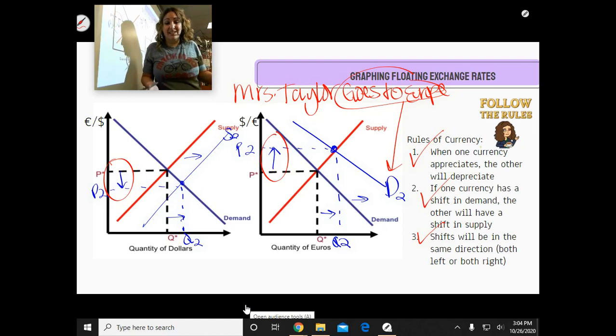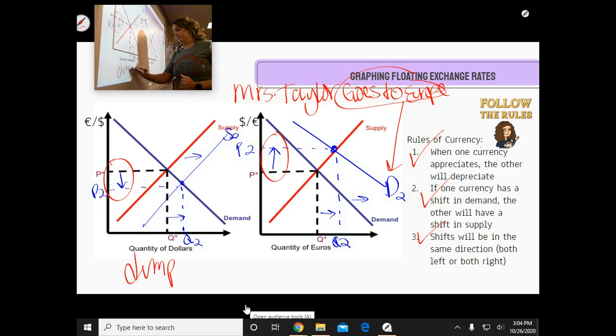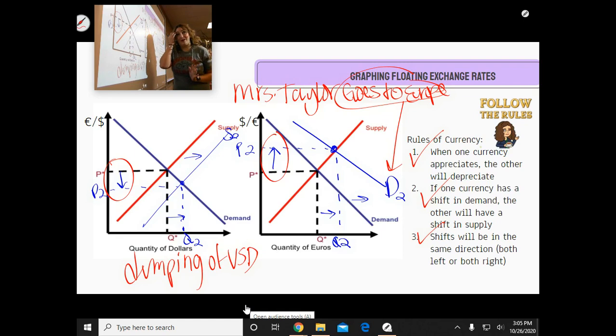Now more is in circulation because it's no longer in your pocket. It's hard to circulate it if it's in your pocket, but if it's in the bank, if it's in the market, there's more now supply of dollars. And that's why we shifted supply to the right. There's more supply of dollars in the marketplace because you demanded euros. So you're going to dump your dollars to demand more euros. So this is basically like the dumping of dollars. Dumping of USD, US dollar, because you are dumping it into the market to exchange it for euros. So then you can go off to Europe and buy a baguette or whatever you buy in Europe.